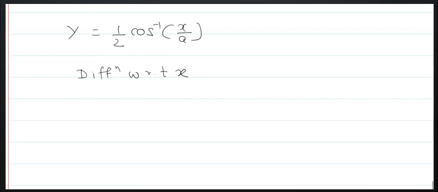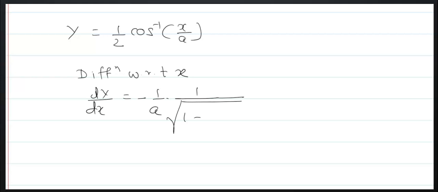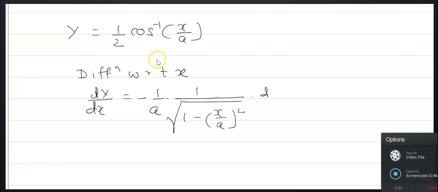Now differentiate this with respect to x. Therefore, dy by dx is equal to 1 upon 2 times the derivative. The derivative of cos inverse of x upon a is minus 1 upon root of 1 minus (x upon a) squared, into d by dx of x upon a. Derivative of x is 1, which gives 1 upon a.